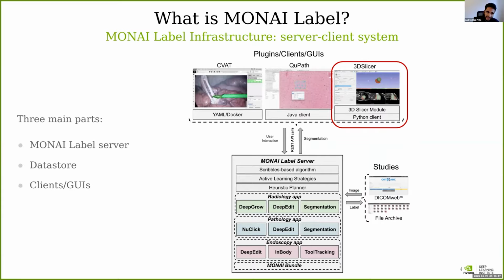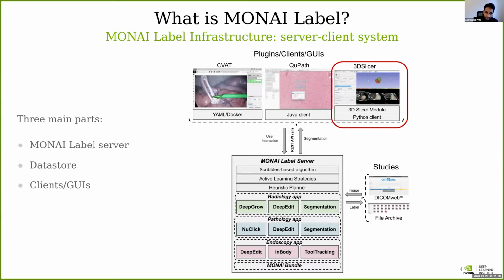So this is the MONAI Label infrastructure that we have implemented. In essence, it's a server-client system, but it doesn't mean that you always have to use the server. You can also use the terminal to run a Python script, the main file in MONAI Label. But yeah, those are the two modes. If you're using the server mode, you have these three main parts. You have the MONAI Label server, right, where we host the different applications: the radiology, pathology, endoscopy, and also the MONAI bundle, which is a specification in MONAI for deep learning models, right? So that's the main part, the MONAI Label server.